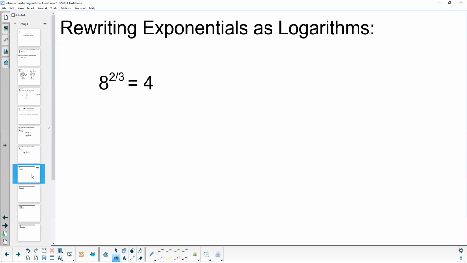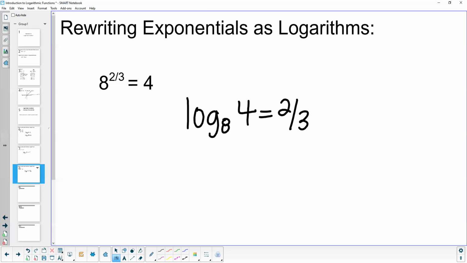Let's take a look at one last example where we rewrite our exponentials as logarithms. So again, we're going to have our log. We want our base, which is the same as the base to our exponent. Then our log of the number is what our exponential is equal to, or evaluates to, is equal to our exponent there. And so again, this says, how many times do I need to divide 4 by 8 for it to become 1? And the answer is 2/3. So that's how we can rewrite exponentials as logarithms.